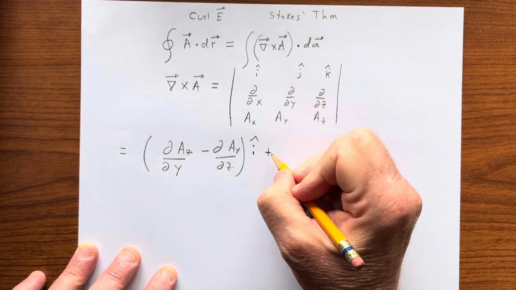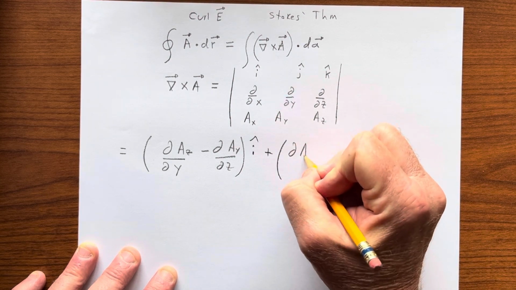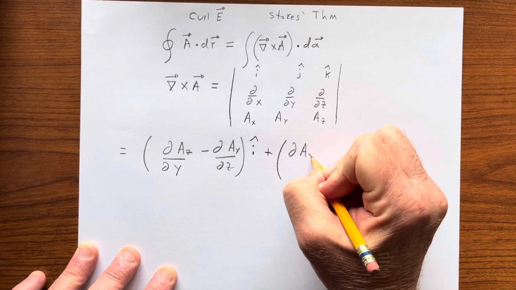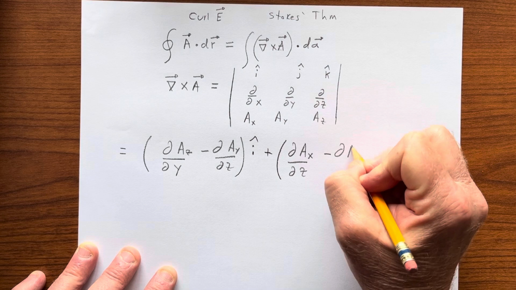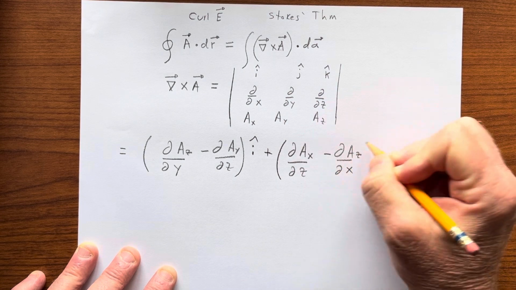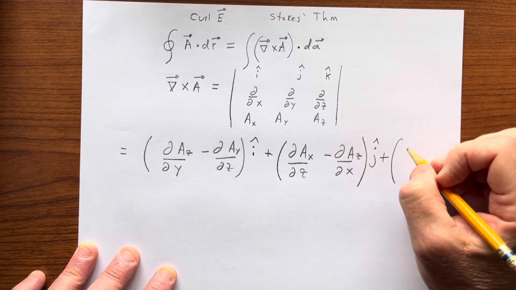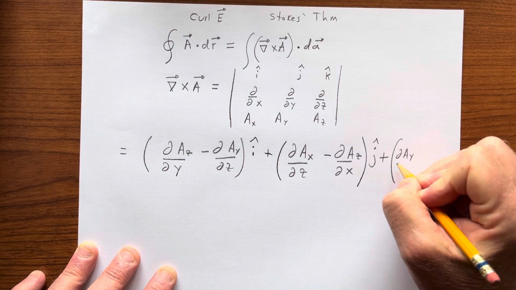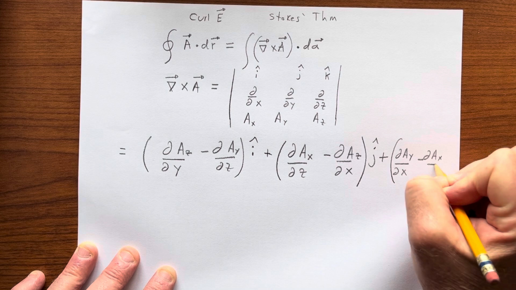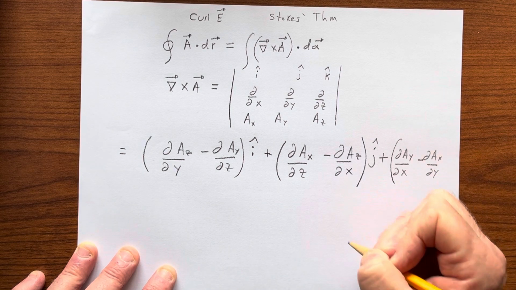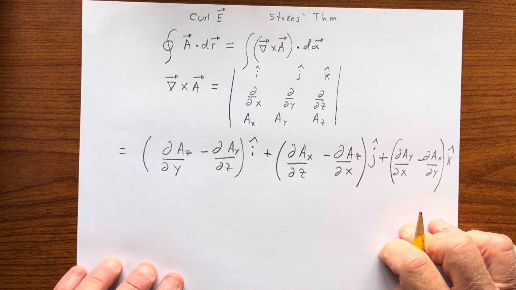So the result of the curl is itself a vector. The derivative of the x component of the field with respect to z minus the z component with respect to x. This is the y component, plus the derivative of the y component with respect to x minus the derivative of the x component with respect to y. And of course, this is the z component of this vector.